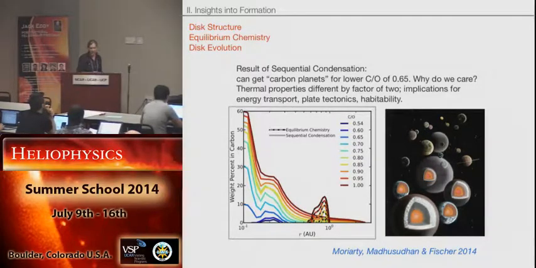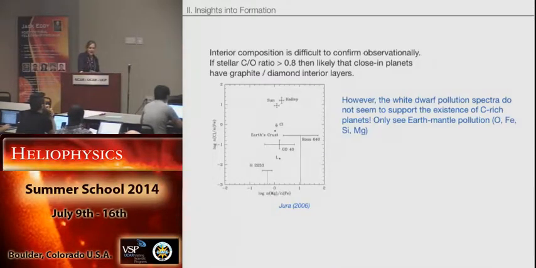Okay, so one problem with that is that white dwarfs have presumably accreted their planets, and so their surfaces should be polluted with whatever was in the interior of the planets. And so the white dwarf populations don't support this idea that there are carbon-rich planets. They only see pollution of white dwarfs with oxygen, iron, silicon, and magnesium, the 4 dominant elements of the interior of our Earth.